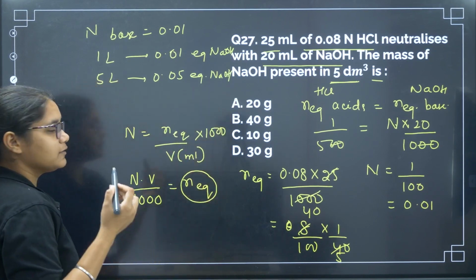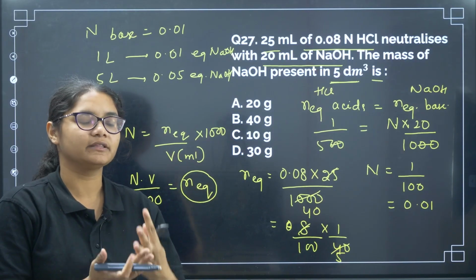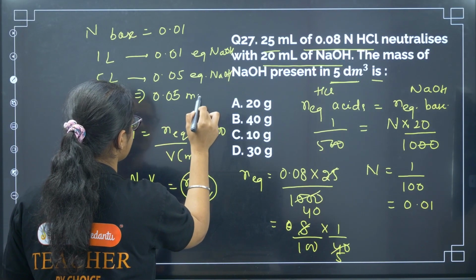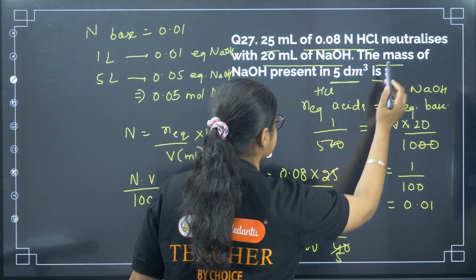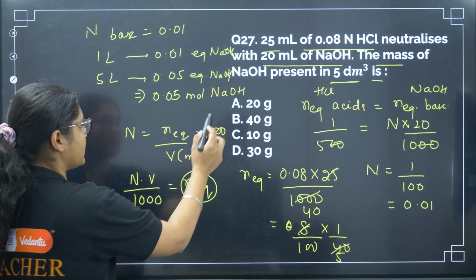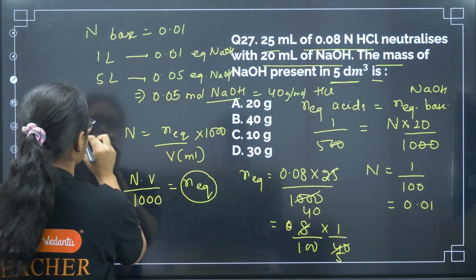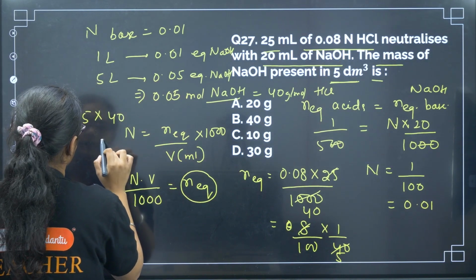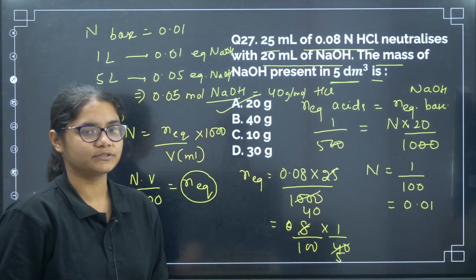In case of NaOH, the n factor is 1, so whatever the number of equivalents is, the same will be the number of moles. So it is also equal to 0.05 moles of NaOH. Now the question has asked to calculate the mass. If the number of moles is known, we can calculate the mass by multiplying with the molar mass. For NaOH, the molar mass is 40 gram per mole, so we multiply 0.05 into 40 and get 20 gram. So the correct answer for this question is option A.